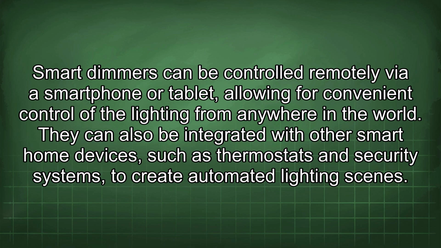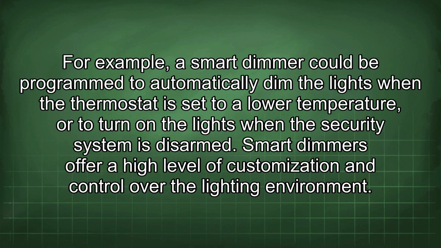create automated lighting scenes. For example, a smart dimmer could be programmed to automatically dim the lights when the thermostat is set to a lower temperature, or to turn on the light when the security system is disarmed. Smart dimmers offer a high level of customization and control over the lighting environment.